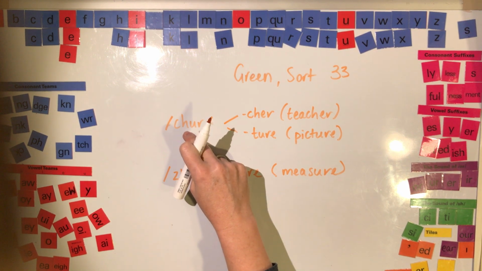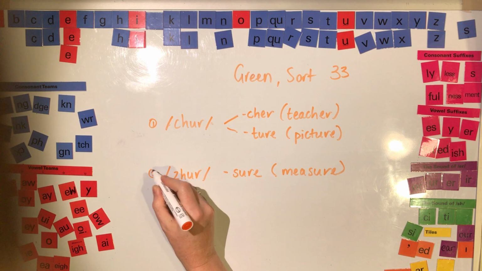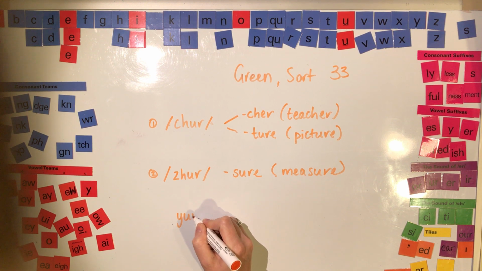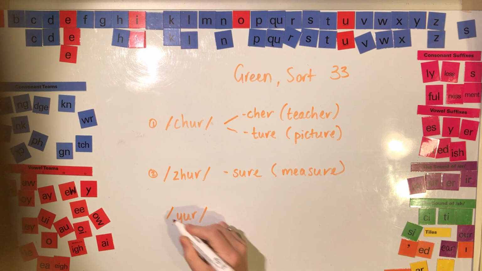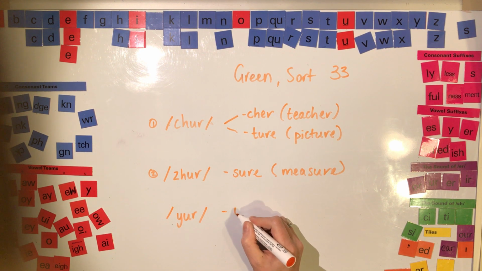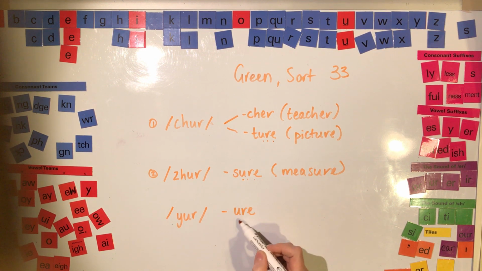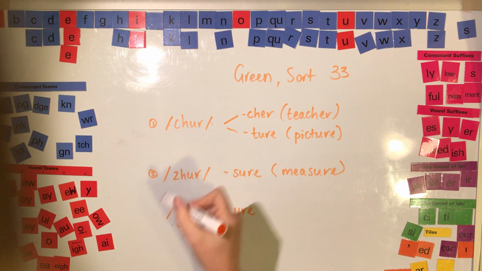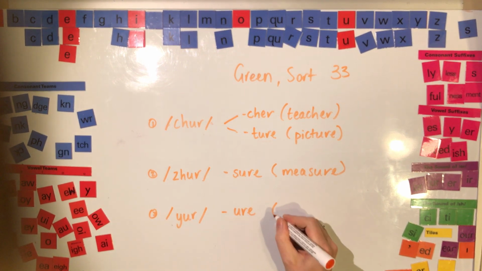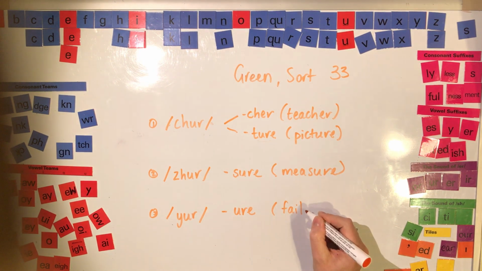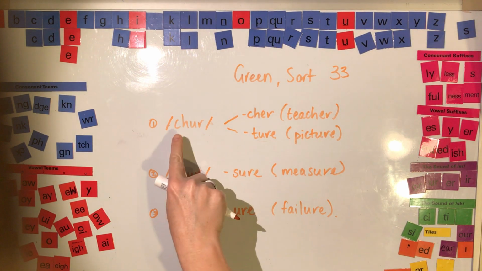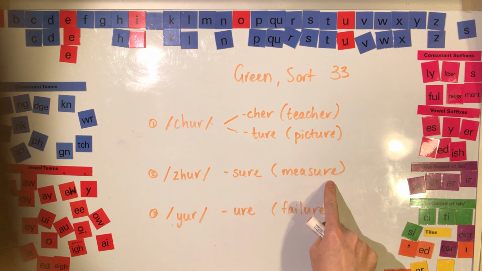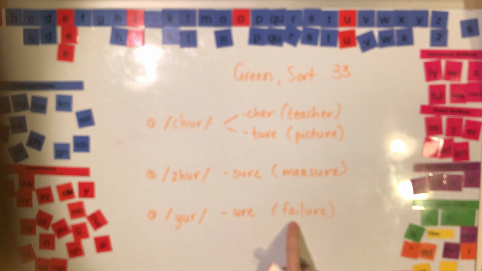Okay, and the last sounds: sound one is /ch/, sound two is /zh/, and our third and final sound is /y/. Okay, so that is U-R-E. This U-R-E ending is a bit of a theme, cropping up in all our types of sounds. The example I'll give you for the third sound is the word failure. So we've got /ch/, two different ways to spell it: teacher, picture. We've got /zh/, measure. And we've got /y/, as in failure.